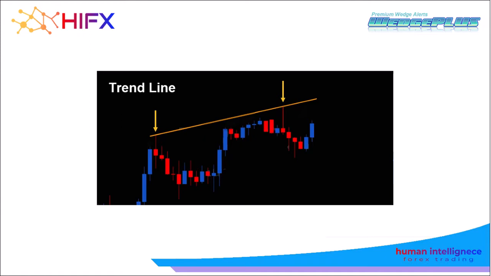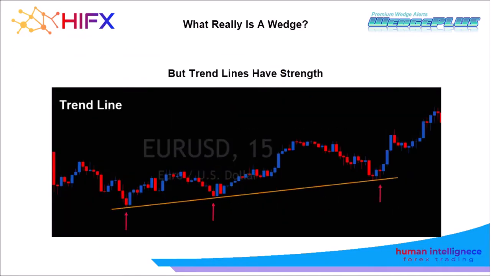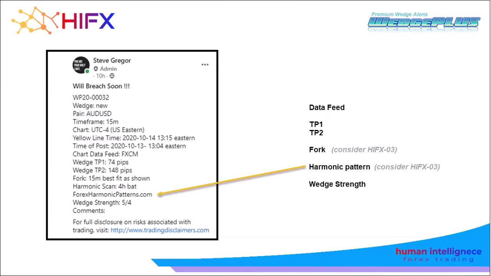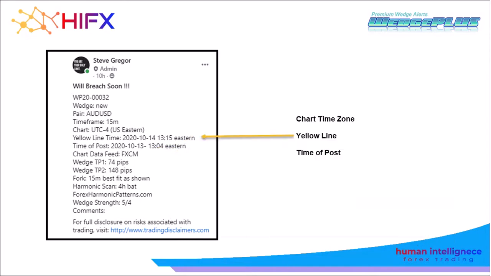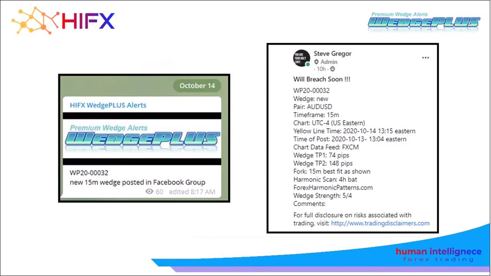All right. So at this point, I think I've covered everything that comes in the information in the alert. And now you know how to read these alerts. So we're good. So this will be the intro module to trading wedges with Wedge Plus. First thing you have to understand is what the alert is really saying.